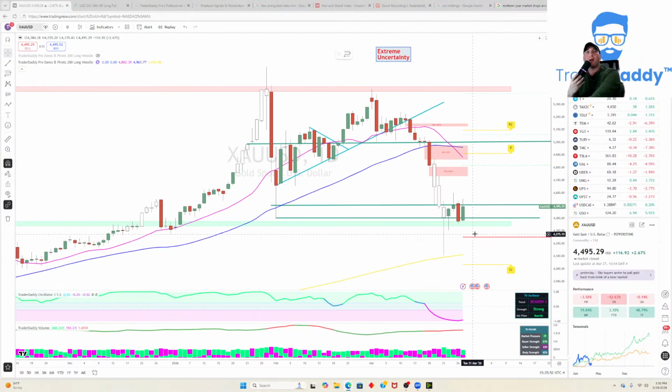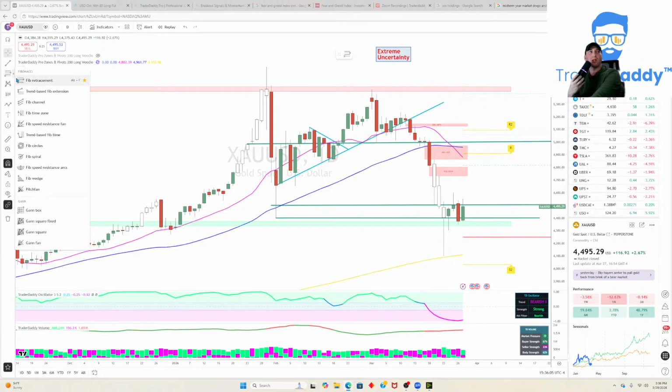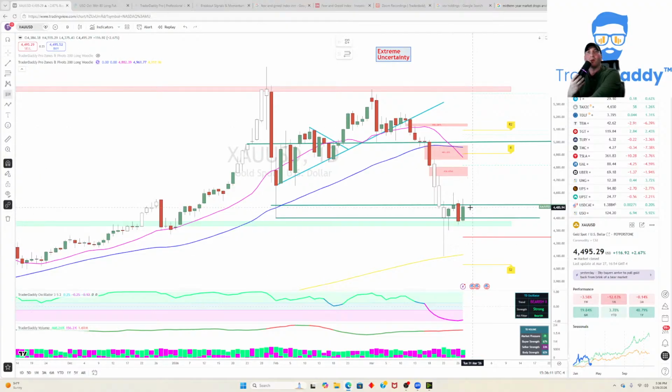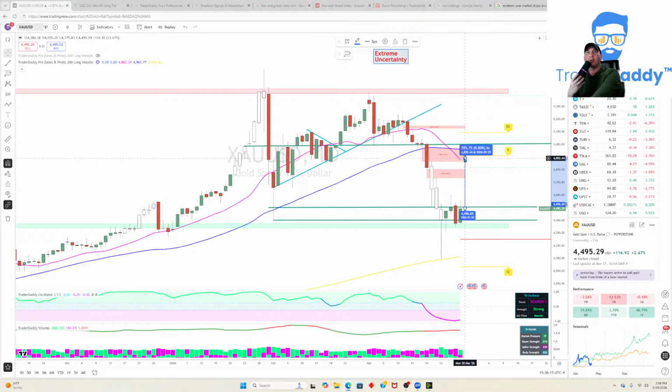So gold in this area, we actually came down, touched the 200 moving average, and now I believe we can start to go back up to these moving averages. Just to show you something interesting: how much would it cost, and how much money could you make? Well, let's say we get back up to these moving averages. That would be about 9 or 10%.